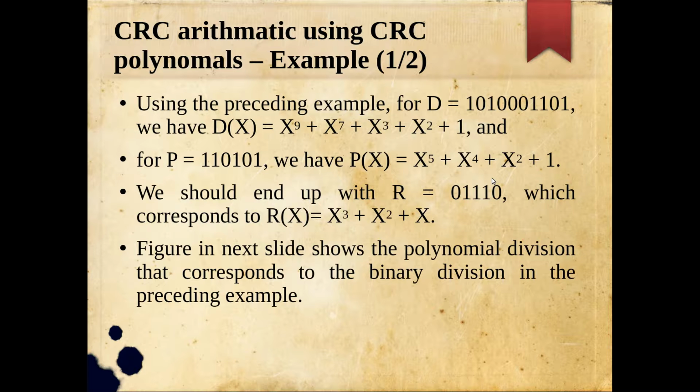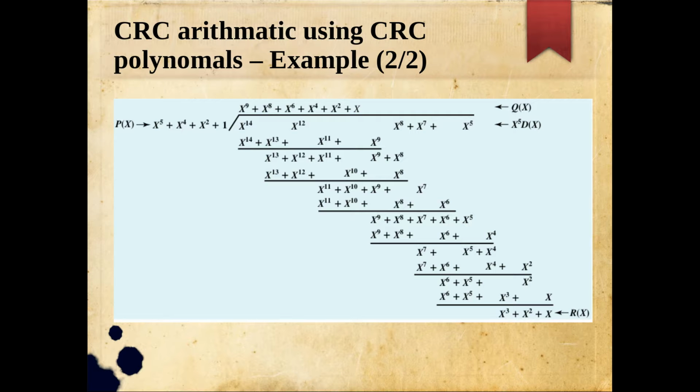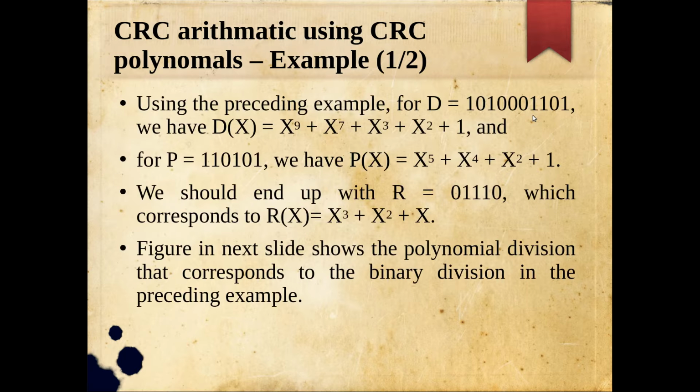So the figure in the next slide shows the polynomial division process that corresponds to the binary division in the preceding example. So it is something like this, the same binary everything. Now we expressed it in the polynomial form. See what is happening. Our d of x, I hope you remember d of x. What was your d of x? This was your d of x, right?